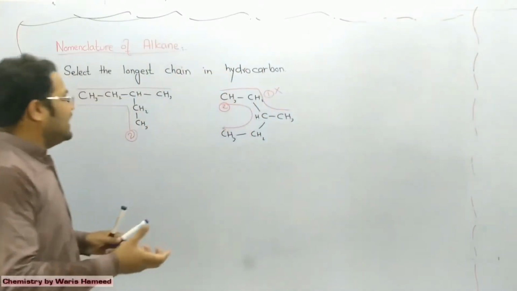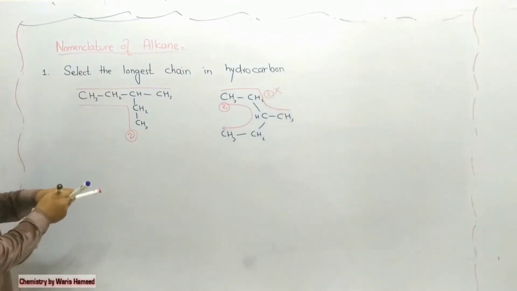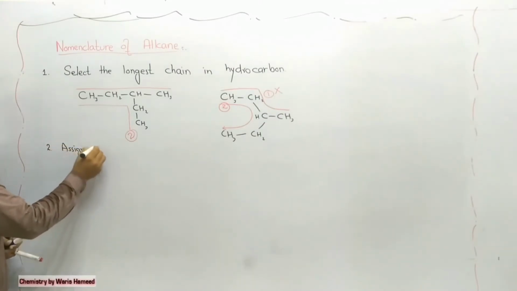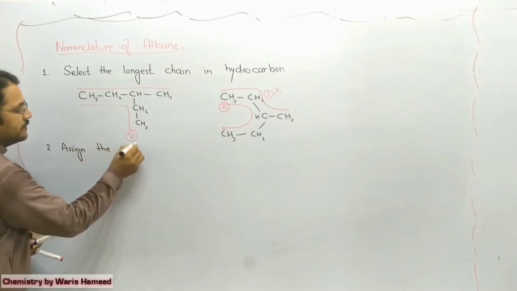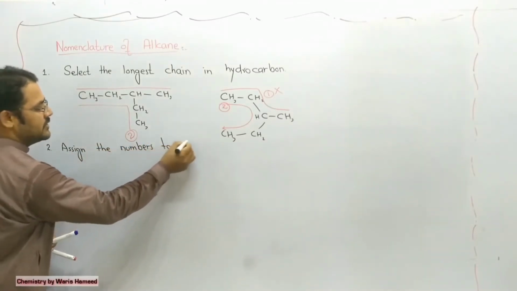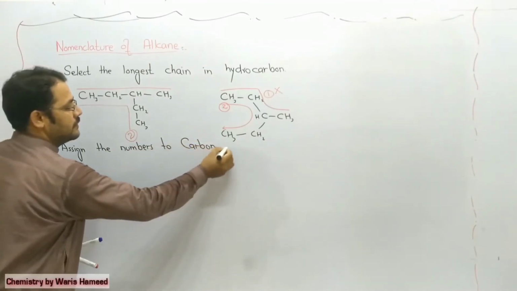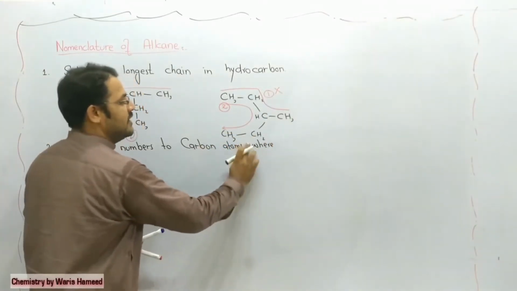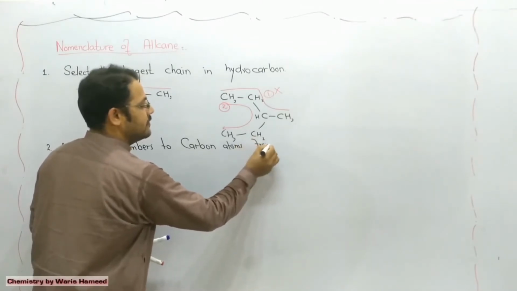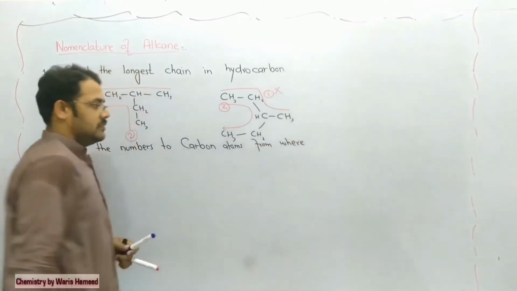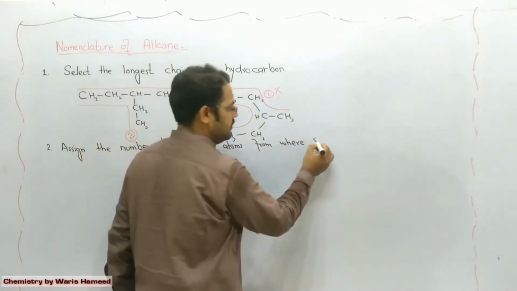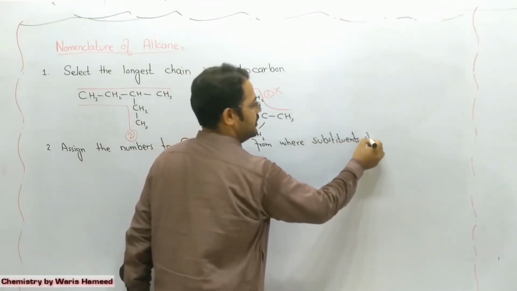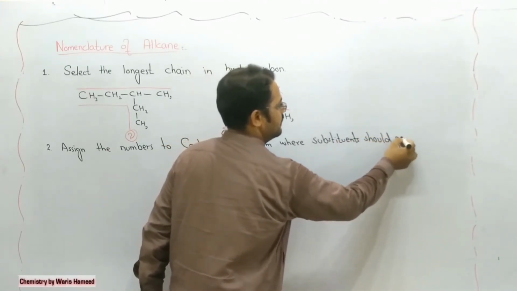Next, assign numbers to carbon atoms. Second rule is to assign the numbers to carbon atoms from where substituents should get minimum.